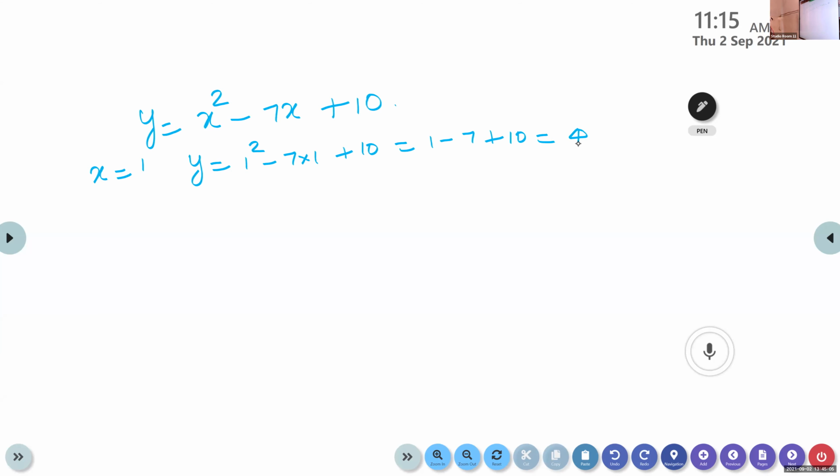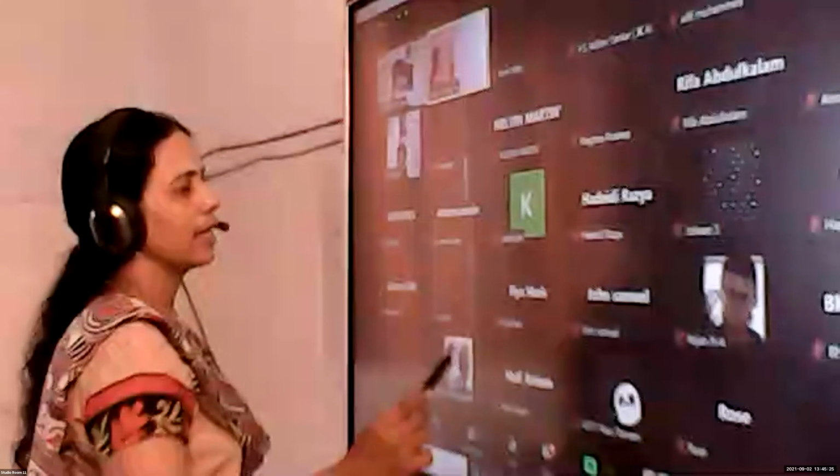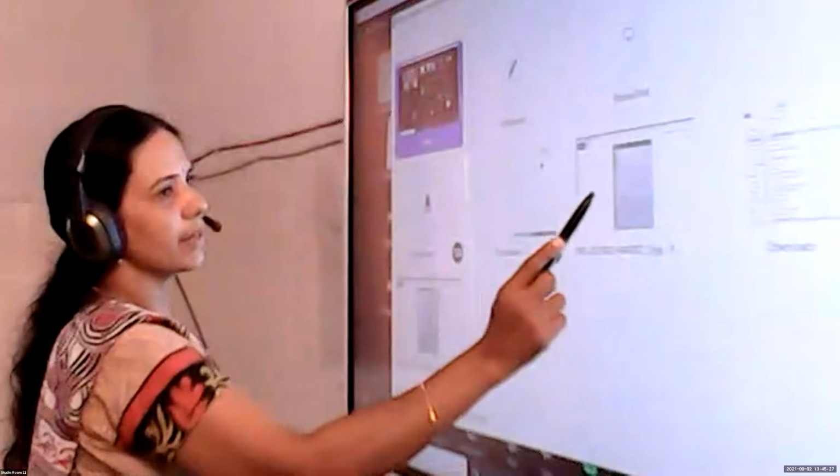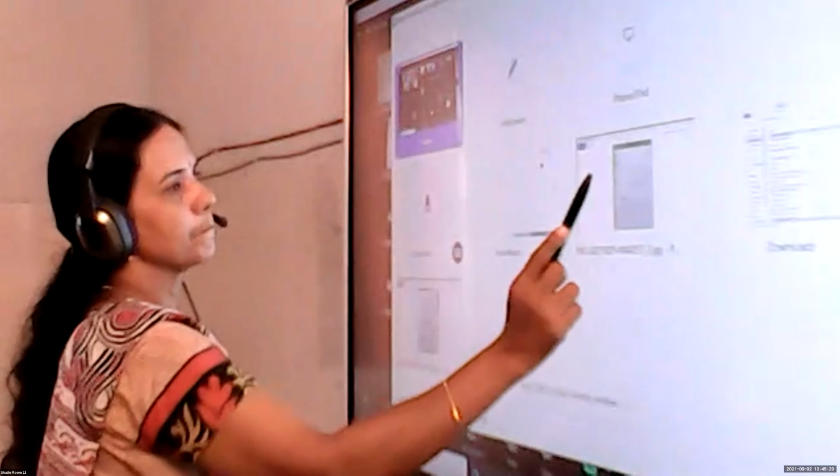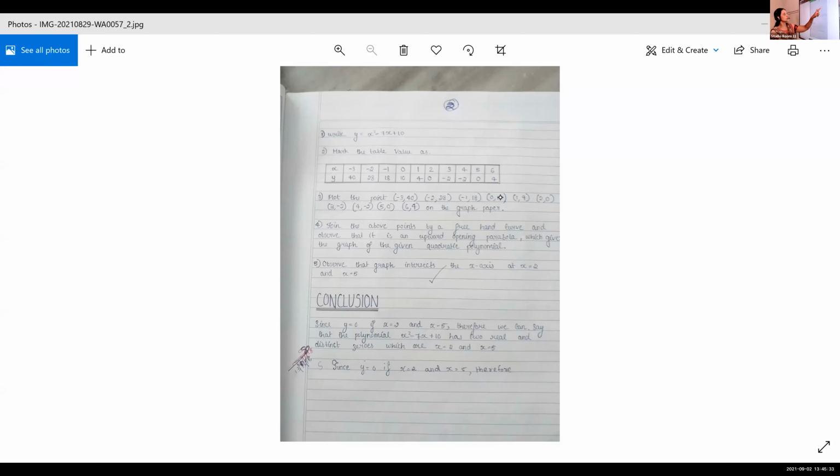That is how we do it for drawing the graph. You put x is 0. When you put x is 0, what is the value of y? 0 square minus 7 into 0 plus 10. So we get the y value as 10. Like this, we calculate all the values, from -3 to 6.